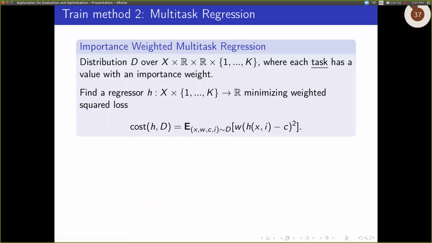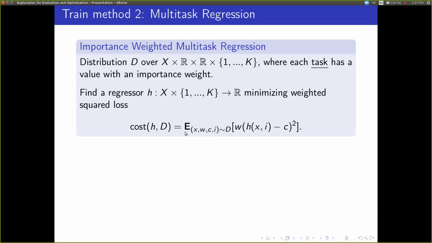Okay, so that's not quite it. There's another trick inside of EW, which essentially involves reducing to a different base learning algorithm. So instead of reducing to cost-sensitive multi-class classification, you can reduce to importance-weighted multitask regression. So what is that? Let's think about a distribution over a quad where the first element is the features, the next is an importance weight, the third thing is a cost, and the fourth thing is an index.